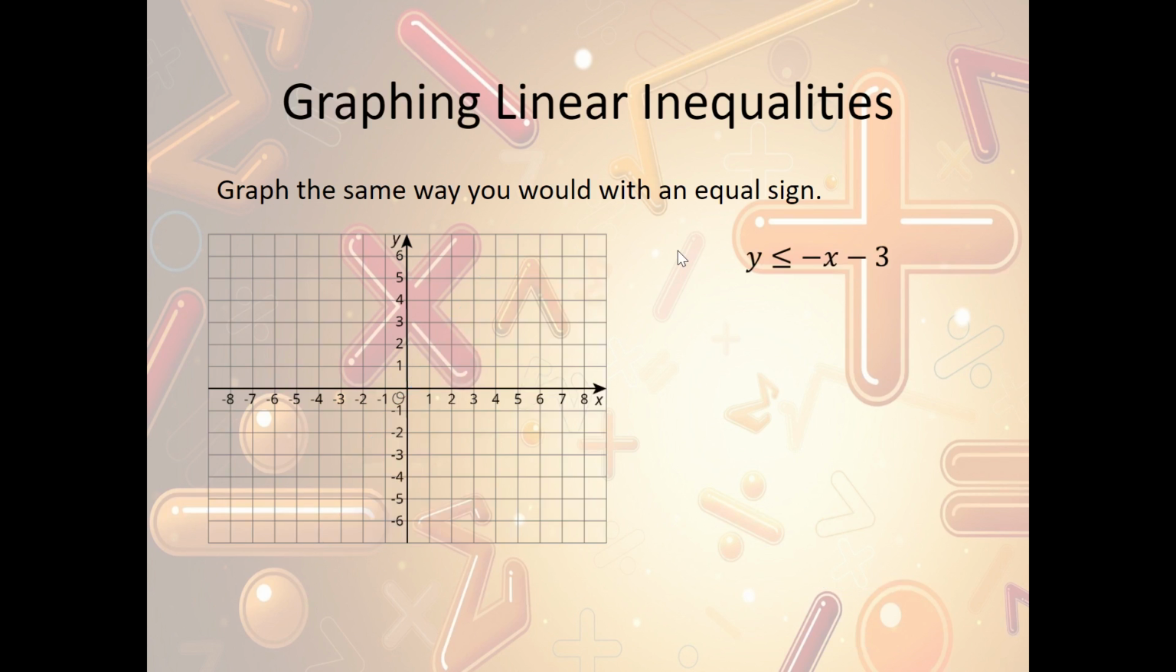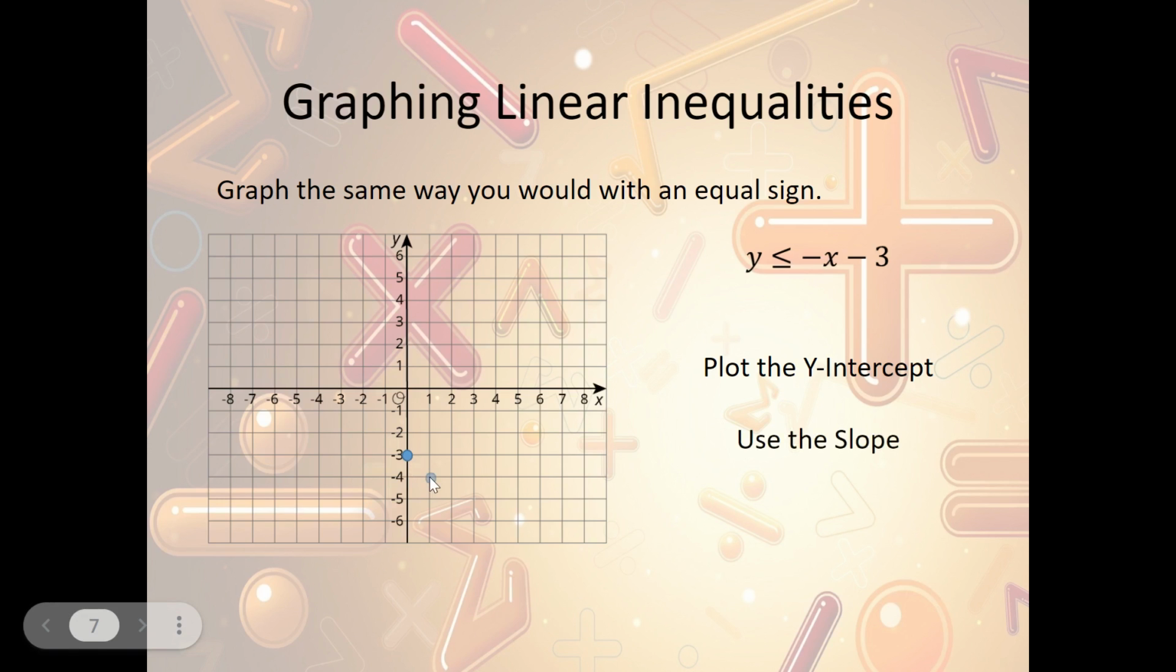Let's look at another example. We have y is less than or equal to -x minus 3. So again, I'm going to plot my y-intercept first, which is -3. So I go down 3 here. And my slope is just -x, which really is -1. So that's negative 1 over 1. So that means I'm going to go down 1 to the right 1 and plot that point.